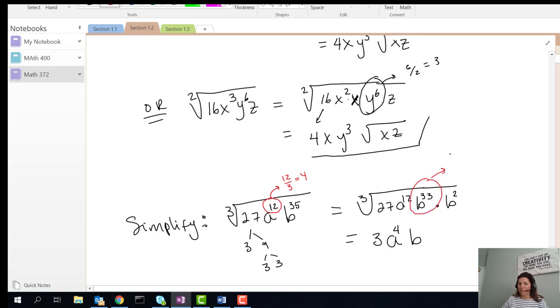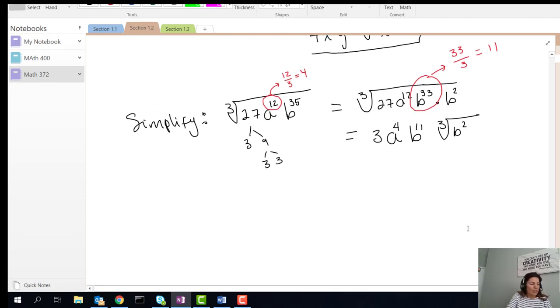And this is where you're going to take the power, 33 divided by the index, which is 3, so I'm going to get 11. So it's going to be b to the 11. And the only thing that didn't come out is the b squared. So you're going to have the cube root of b squared. And that's a much, much faster way of simplifying, especially when you have those high exponents.